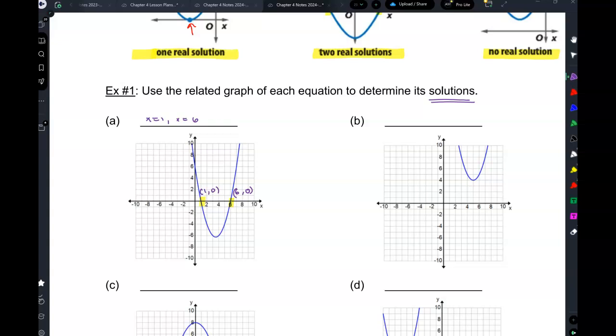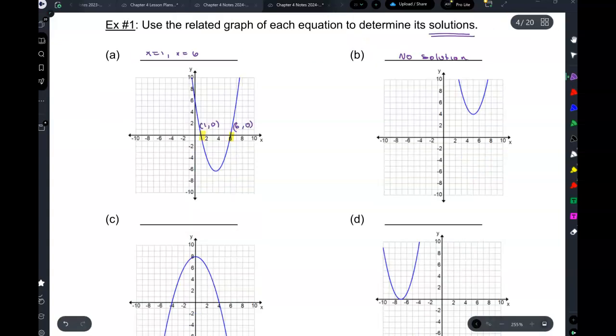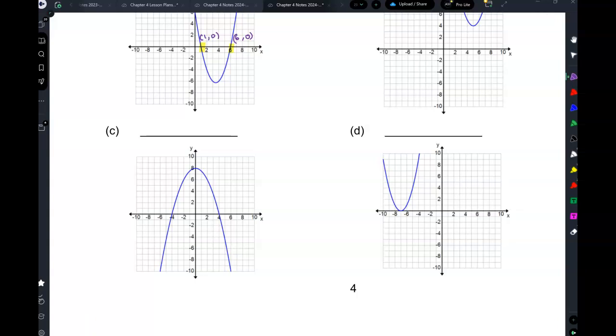So here, there is no solution. Here, the solutions are -4 and 4. So you can say x equals -4, x equals 4. Or you can say x equals plus or minus 4. Here, there is just one solution, x equals -7.